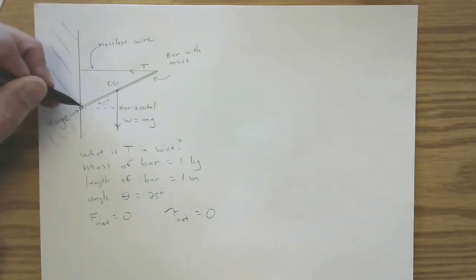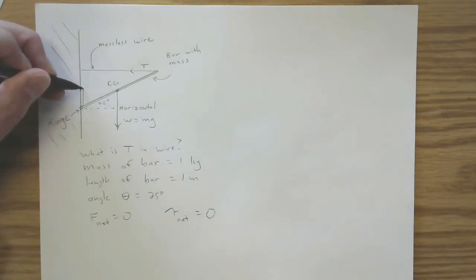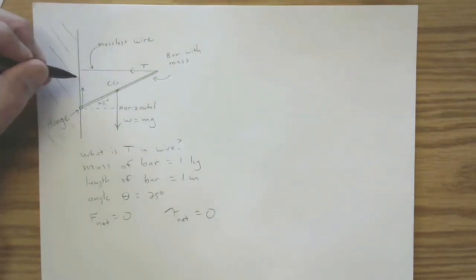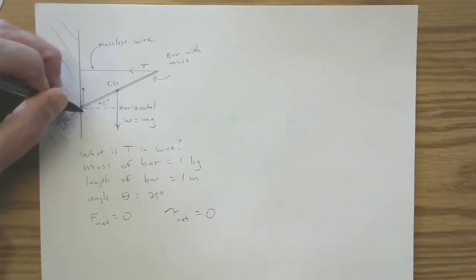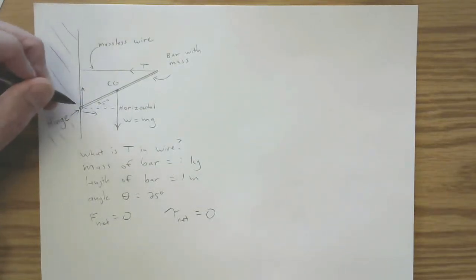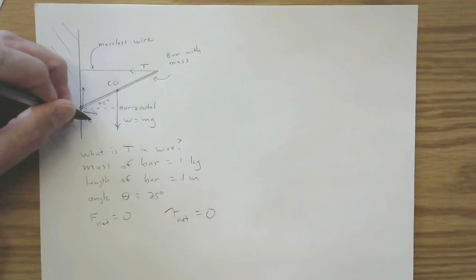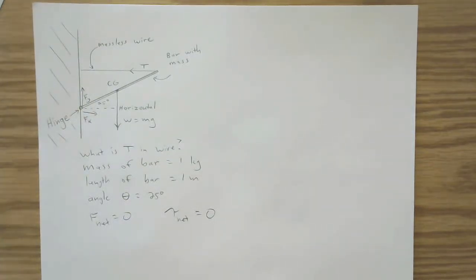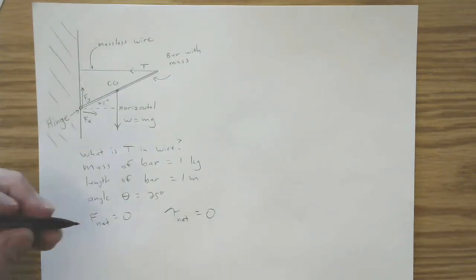So to balance the weight downward, there must be a force upward from the hinge like that, and there must be one to balance this tension that is pushing the bar back out. Since the tension is going into the wall, there's got to be another guy here. So I don't know what to call them, Fx and Fy, I guess. So the components are nicely perpendicular to each other.